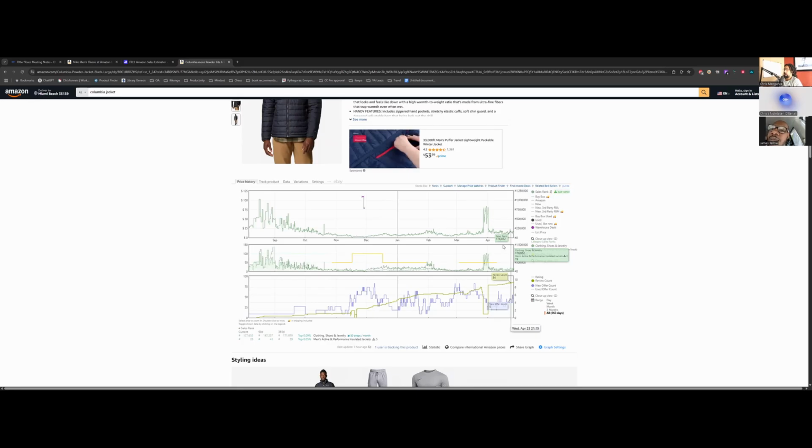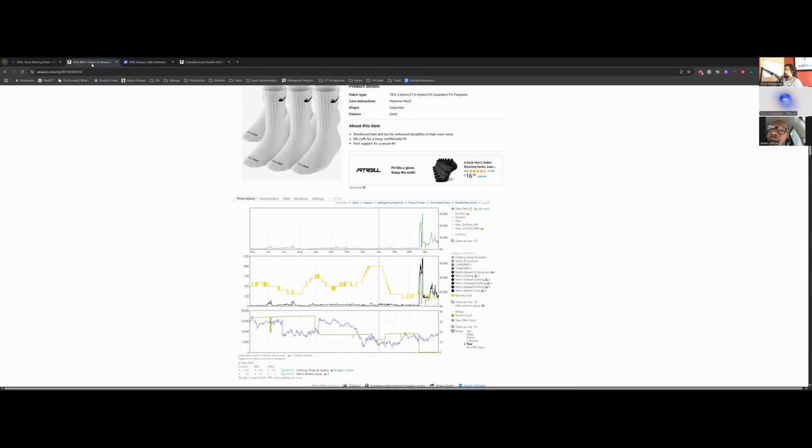So that's the sales rank. That's the green line. Does all that make sense so far? Yeah, copy that. That makes perfect sense. Perfect. All right. The next thing that we have is a pink line, and it is the buy box.